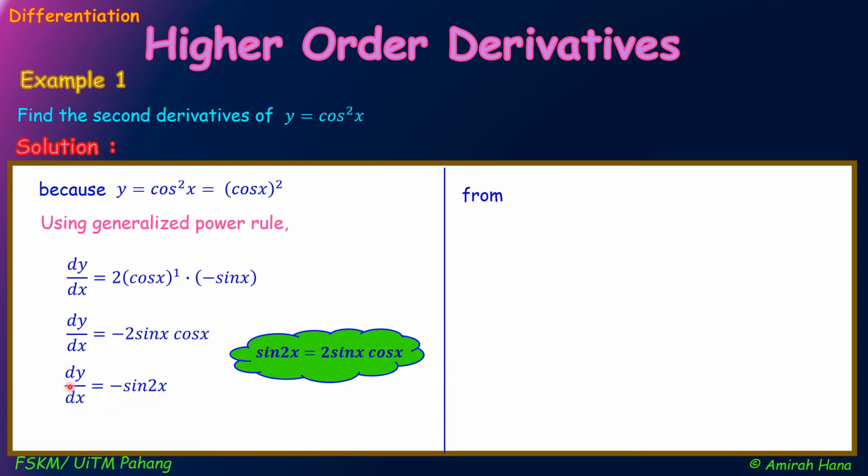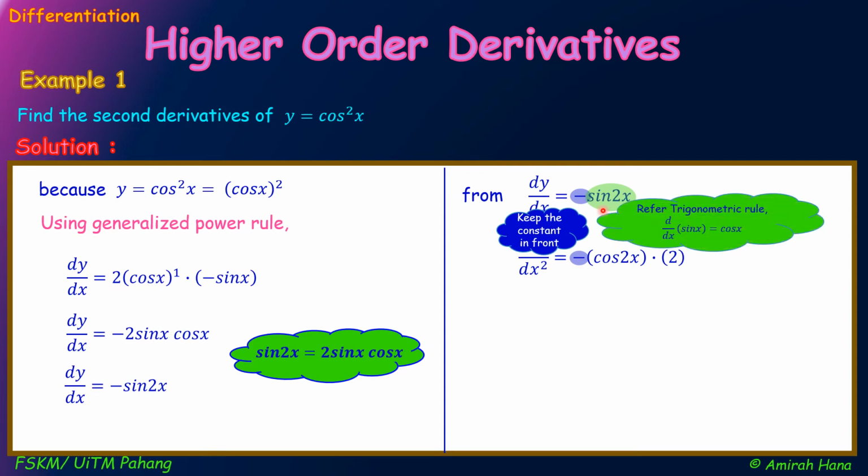And then from here, from the first derivative, we can differentiate again. From dy over dx equals sin 2x, when we differentiate, the symbol becomes d2y over dx2, which is the second derivative. We keep the constant, the negative, in front here, and then we differentiate sin 2x. We can refer to the trigonometric rule: when we differentiate sin x, it becomes cos x. So when we differentiate sin 2x, it becomes cos 2x, right?